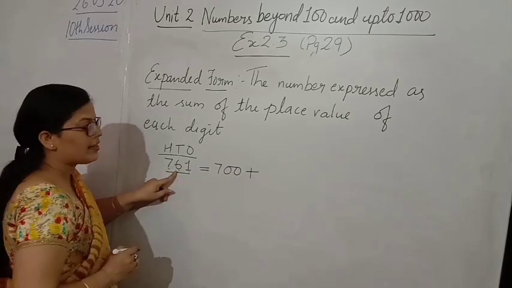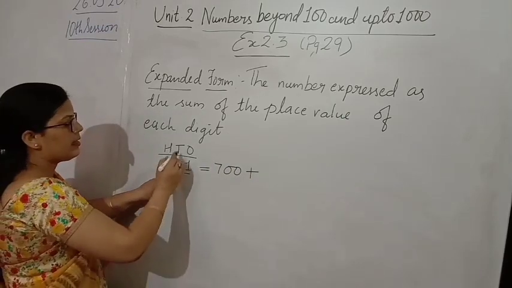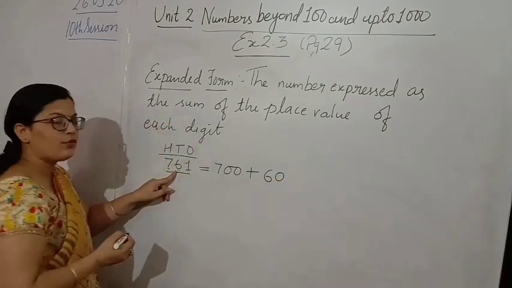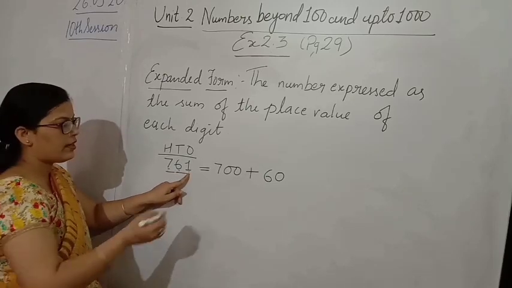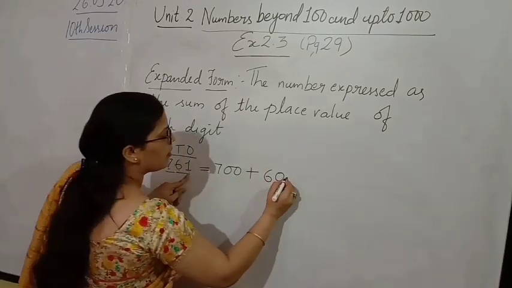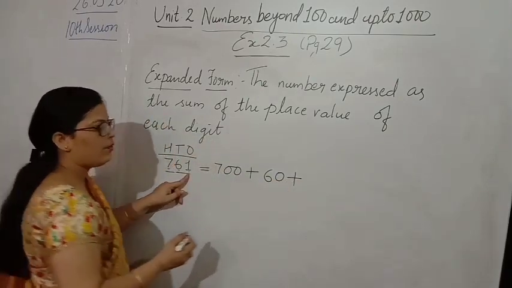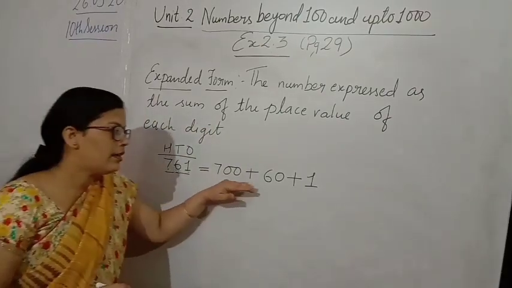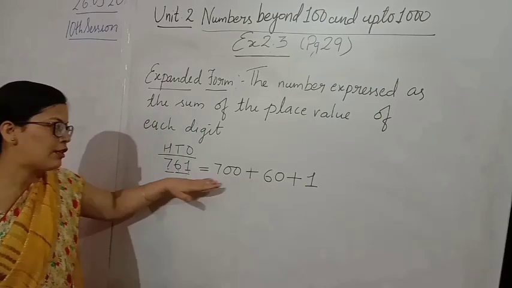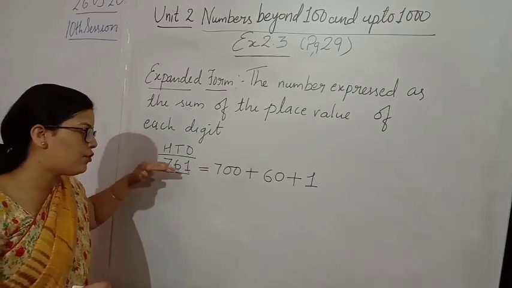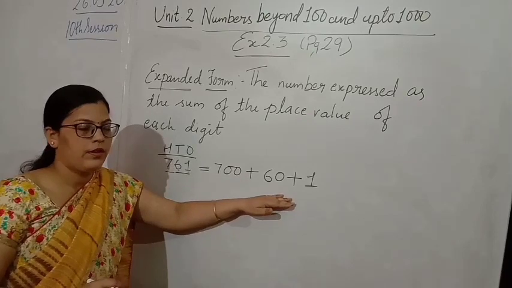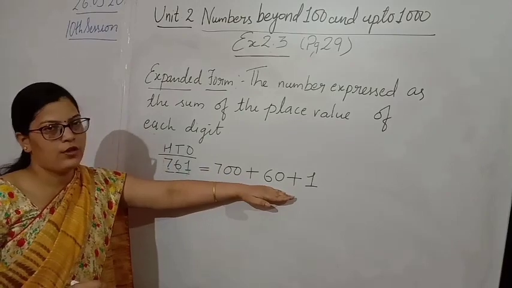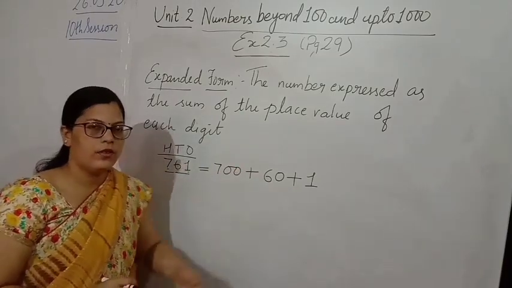Then next number is, after 7 it is 6. 6 is at tens place. So 6 tens is 60. We have to write the place values of each digit, putting the sign of addition. Then ones place is 1. 1 one. So its place value will be 1. So this is the expanded form. We have shown this number as the sum of the place values of each digit.